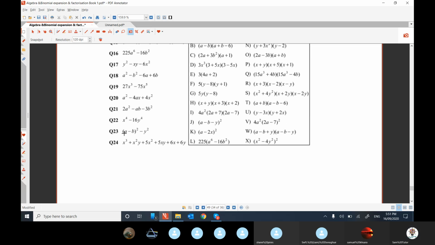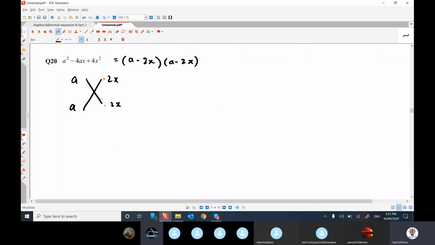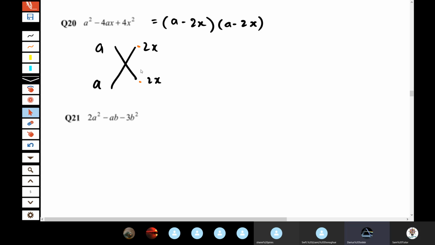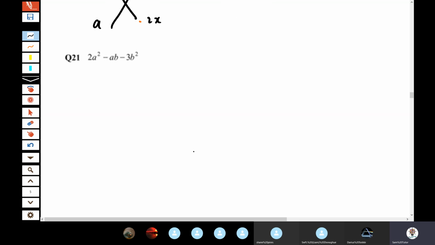All right. I'll do a few more. I'll do that one. That's the only other one I can do right now. Sam, would the question that we just did, is it a perfect square? Yep. That's exactly right. That becomes a perfect square. So a take away 2x all squared. Absolutely right. Good work.